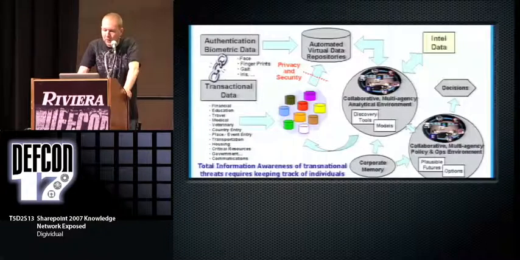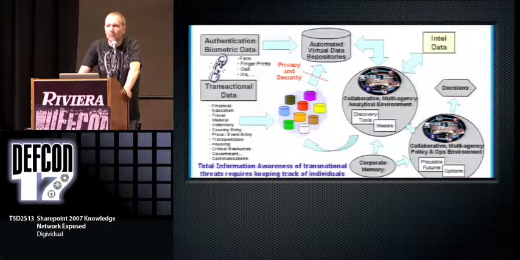The idea of total information awareness was to tie together all the separate pieces of data that the government might have of you and form a holistic profile to try to figure out who was going to do bad things. Some people seemed to protest that this was taking place, and they raised quite a lot of hoo-ha.